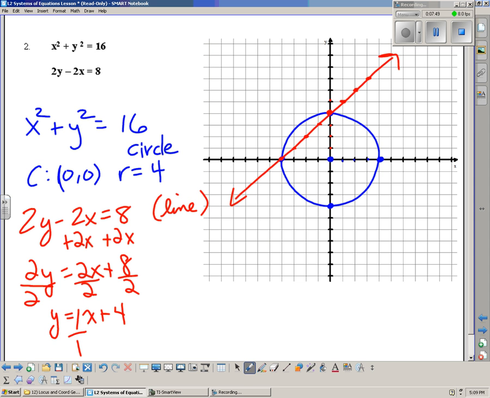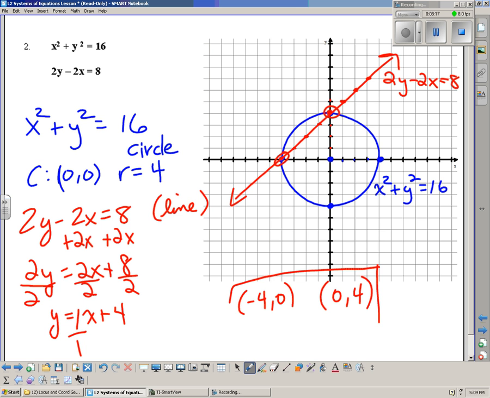And by the way, I should have been labeling this as we went along. So this circle is x squared plus y squared equals 16. This line is 2y minus 2x equals 8. And again, I want to circle, there are actually 2 points of intersection in this one. I'll circle them, 1, 2. And so we have the point, let's see, negative 4, 0. And I have the point 0, 4. And I put these in a box as my final answer. And that's it.